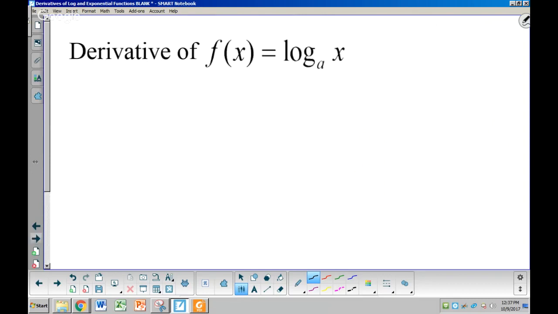What if we were taking the derivative of log base a of x? Pardon me? You could, and then it would be a to the y. But what I would do here is change the base. Do we know how to change the base? The change of base formula.